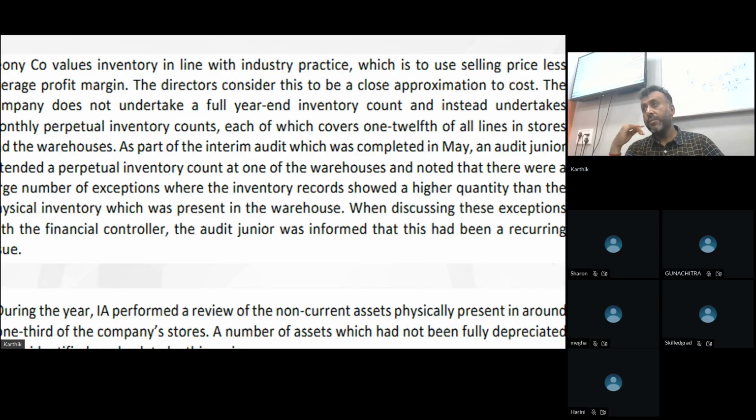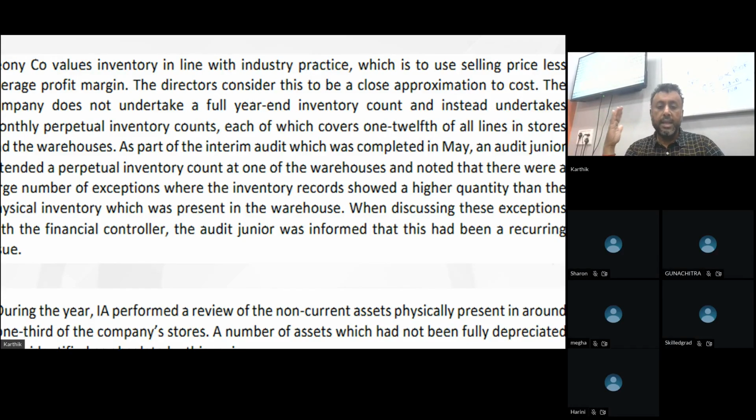So inventory should be valued at lower of cost or NRV. What is NRV? Net sales proceeds after selling costs and those kinds of things you have to take into consideration. What does this guy want to do? He wants to value inventory at selling price less operating margin, industry practice. Obviously, that's not the right thing. Inventory should be valued according to IAS 2, the lower of cost or NRV. If you know the standard, it is very easy to get the answer here.